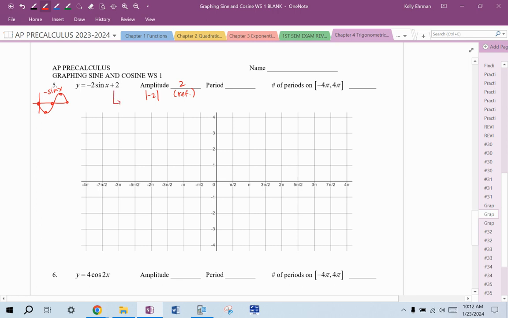The plus 2 is going to be my midline. There's a midline at y equals 2. The period is 2 pi divided by 1. And so how many periods are going to fit? 8 pi divided by 2 pi. We should get back to 4 periods. So I'm going to divvy up the 2 pi first, and then I'm going to draw in my midline of 2.